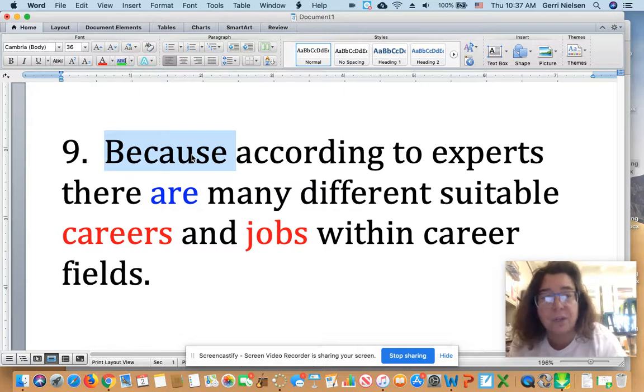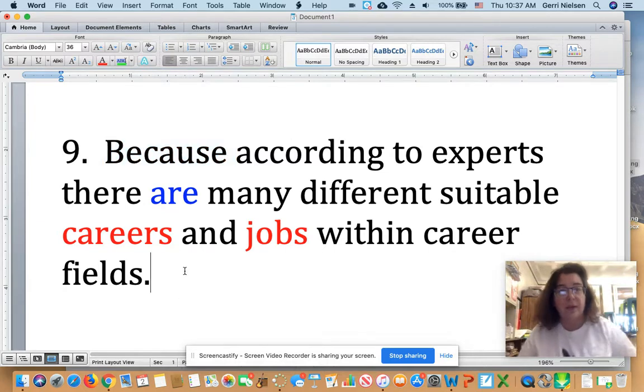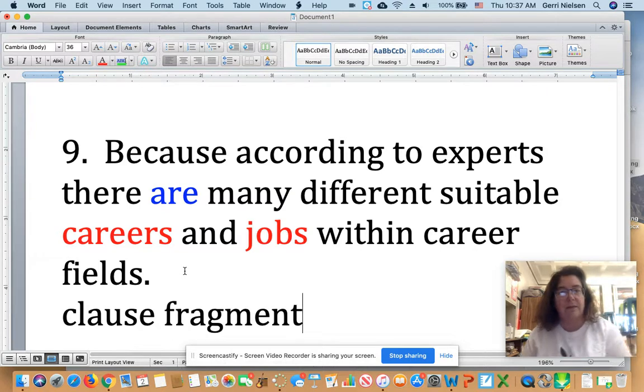Because is a word that starts a dependent clause. You can't just start a sentence with "because." It might sound like the answer to a question, like your mom says, "Why didn't you do the dishes?" And then you answer, "Because I was watching Netflix." So your answer is a dependent clause, but it's not a complete sentence. This is a clause fragment.